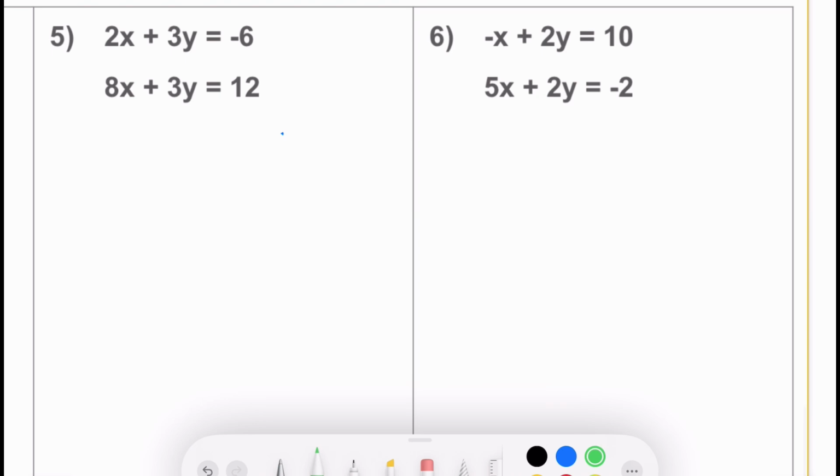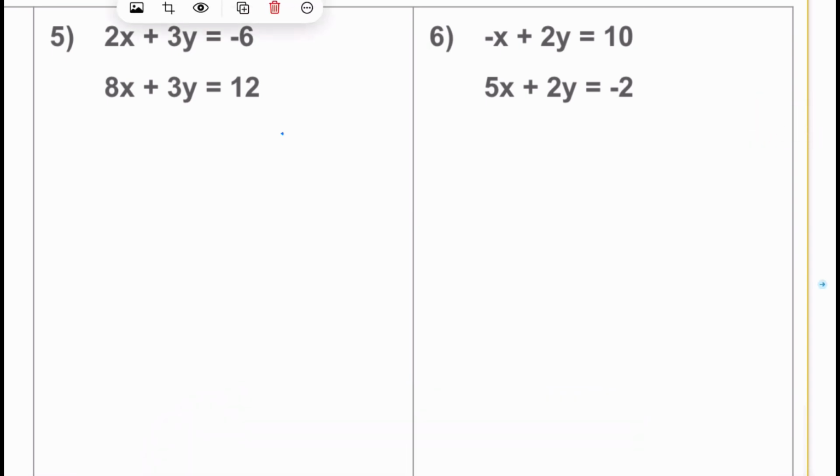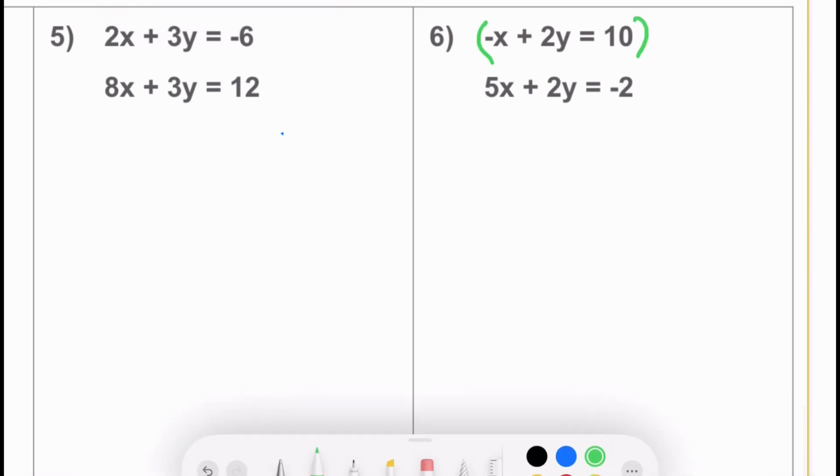For question 6, I actually would eliminate y also, because there's a 2 here, there's a 2 there. Or I can eliminate the x. Either way, I'm still going to have to manipulate one of these equations. So because we've been eliminating y so much, let's eliminate the x this time. So I'm going to multiply my top by 5. It's going to give me negative 5x plus 10y is equal to 50.